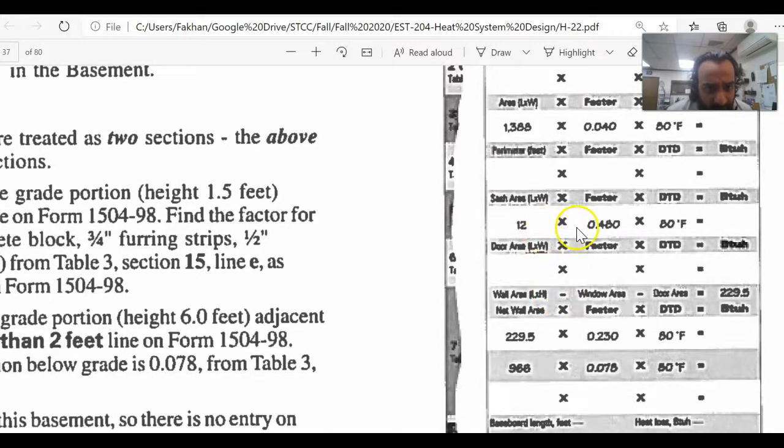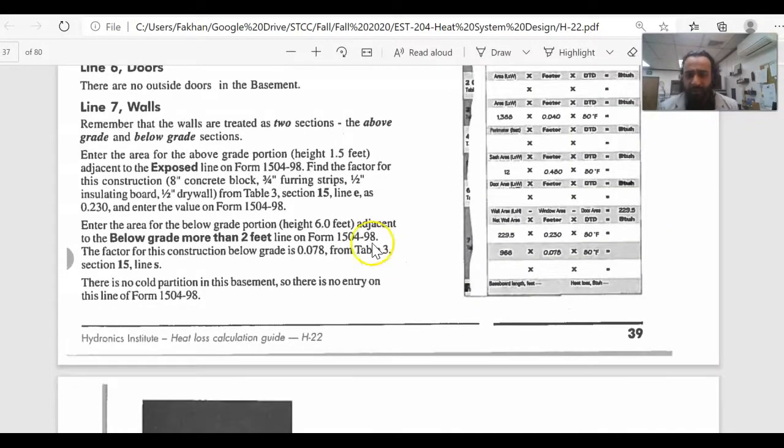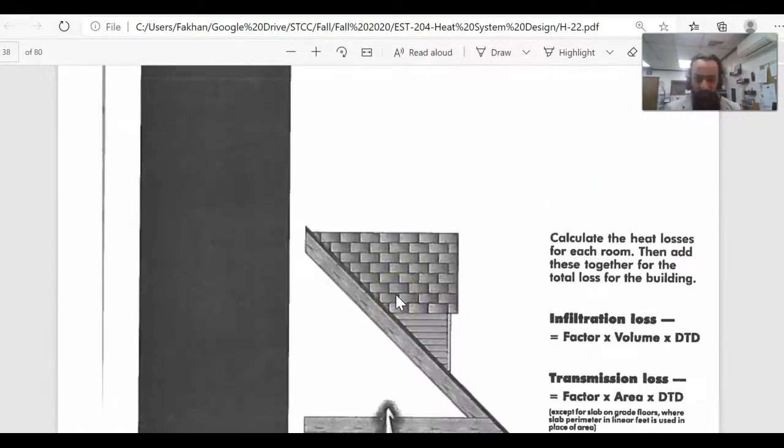Slab area. Wall area. We got that. Minus the windows. Well, something about the perimeter. I think it's going to come up later on. I'll show you.